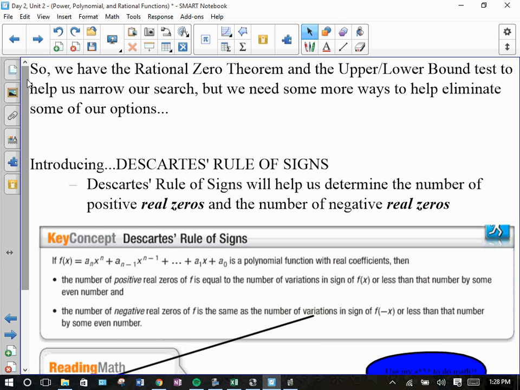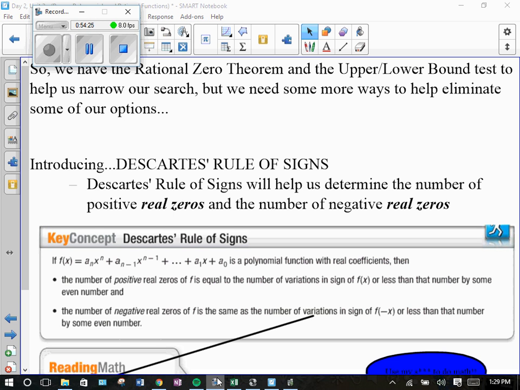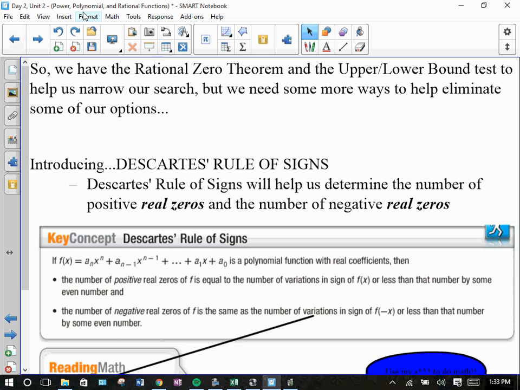Now, this part right here, you don't have to write all that. You just say, if a polynomial function with real coefficients. So you don't need to write f of x equals a sub n x to the n power plus a sub n minus 1 times x to the n minus 1. Don't write all that. Just know what it means. If f of x is a polynomial function with real coefficients, then all this is true. You guys write that? So this is used after you use the rational zeros.